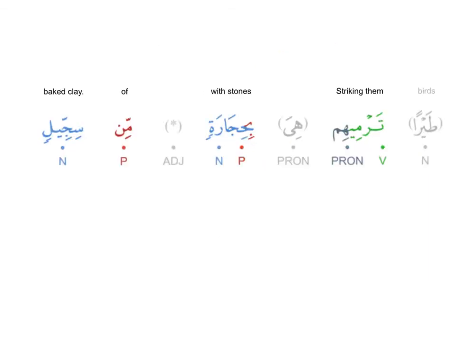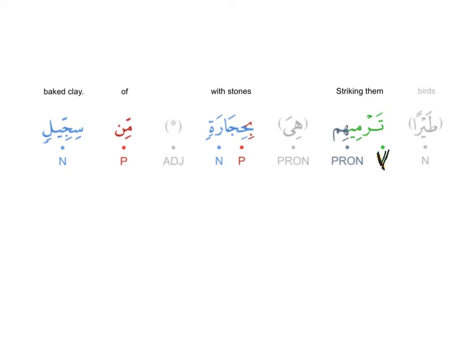Okay, so this is verse number 4. Tarmihim bihijaratin min sijil. Alright, so tarmi is a verb here. Okay, I've taken this from corpus, that's why you see all these categories of words. Okay, we'll use our method.